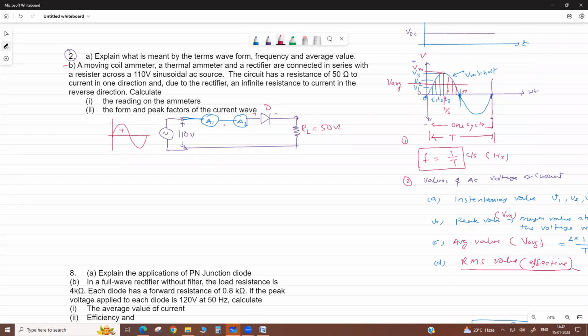Because there is only 50 ohm resistance, the total circuit resistance is 50 ohm. There is one load resistance, and suppose we take an ideal diode. But when the negative pulse comes, it is reverse biased and has infinite resistance because the diode does not conduct. So the total circuit has infinite resistance, meaning no current flows in the reverse direction, only in this direction, from here to here.